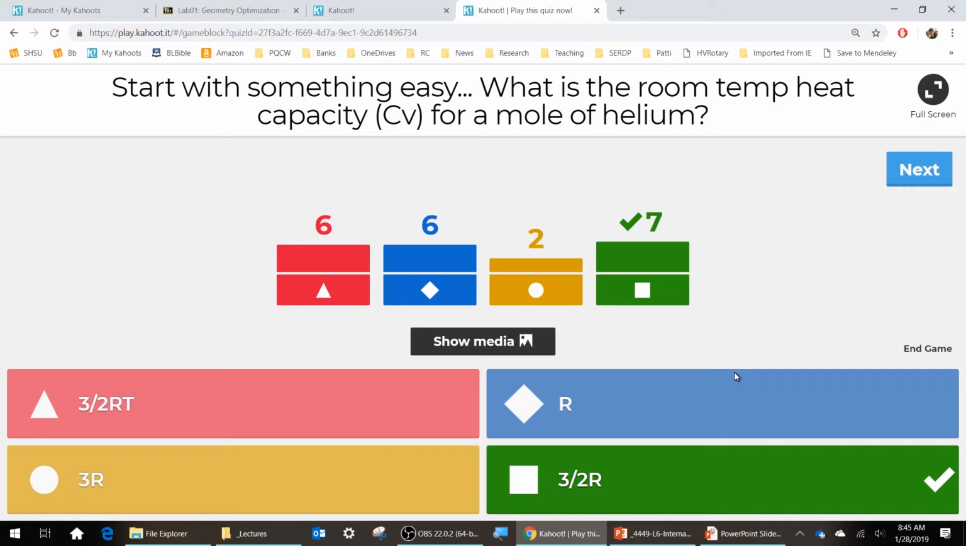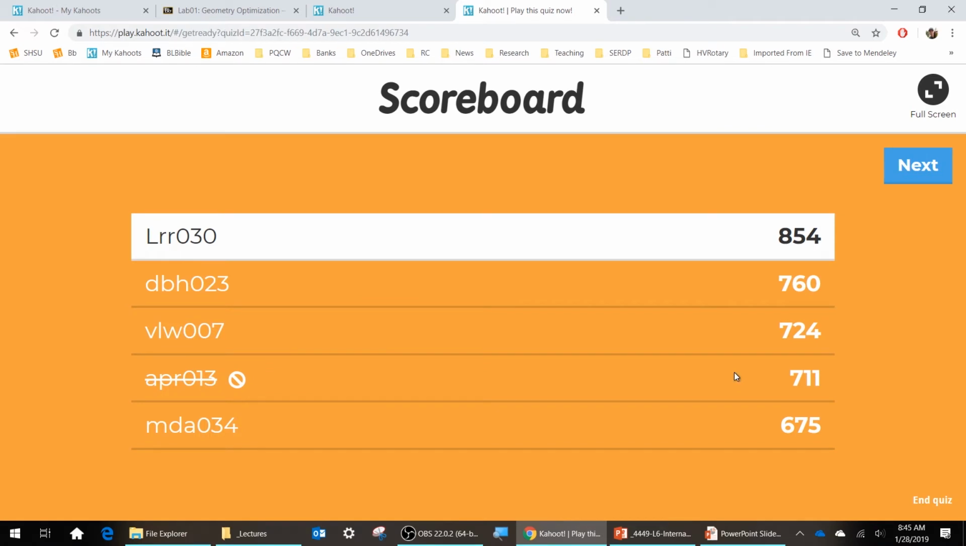So energy versus heat capacity. Notice the T is missing. The heat capacity is just the slope of the energy with respect to temperature. So if this is the energy, what's the derivative with respect to temperature? 3 halves R, yes. So it's linear in temperature. Okay, let's go to the next one.